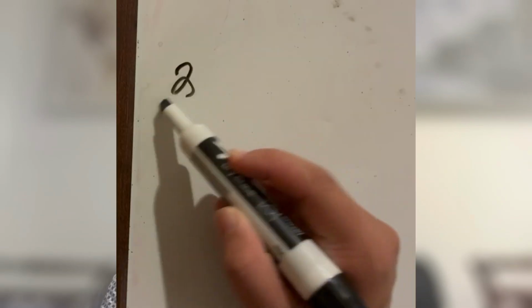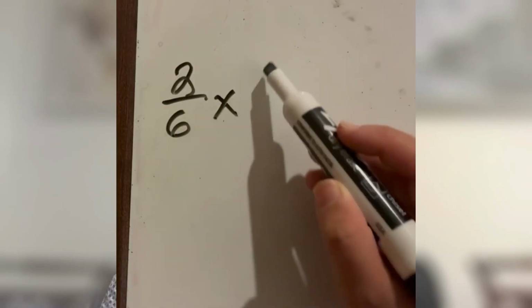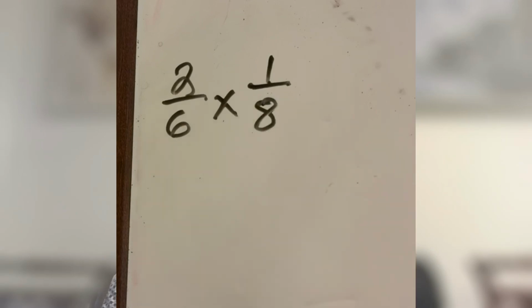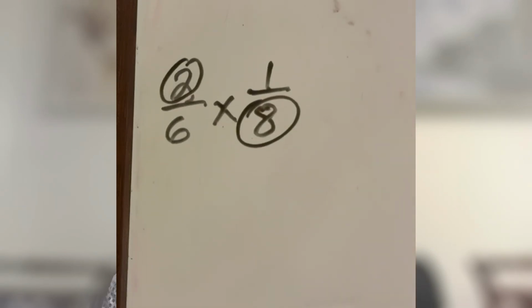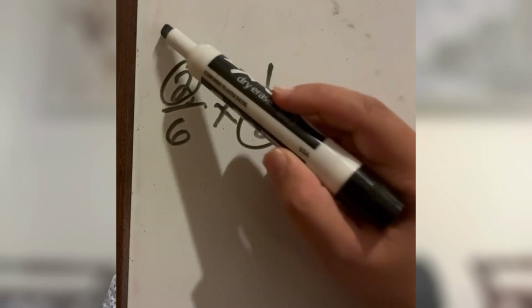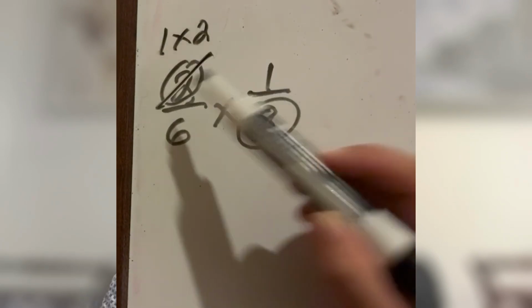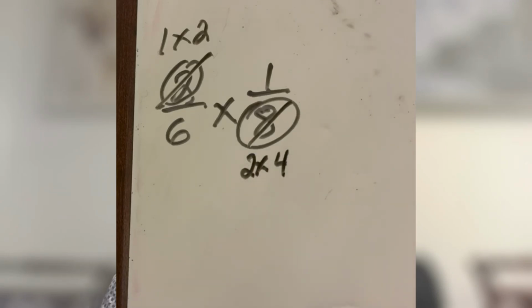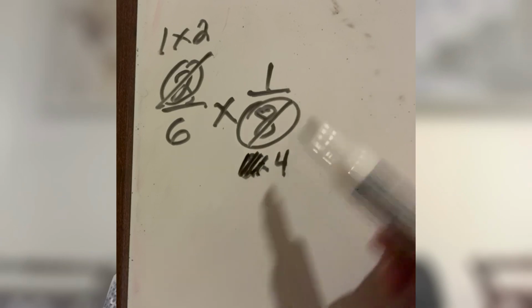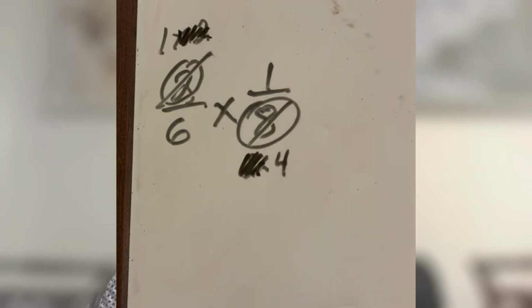All right, our fourth problem. We're going to have 2/6 times 1/8. So checking our diagonals. 2 and 8. They have a common factor of 2. 1 times 2 gives us 2, and 2 times 4 gives us 8. So if we pull out that common factor, we'll be left with 1, and we'll be left with 4.